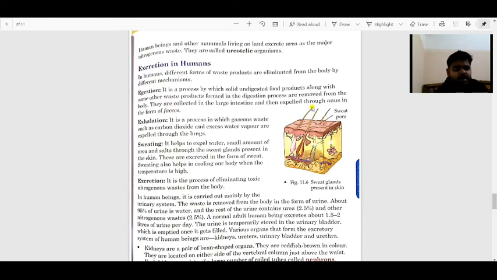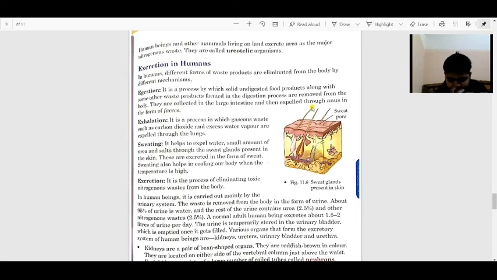The second one you would have heard is exhalation, like breathing. At that time, the carbon dioxide which was produced during respiration inside your body has to be expelled outside. So again, exhalation comes under excretion.